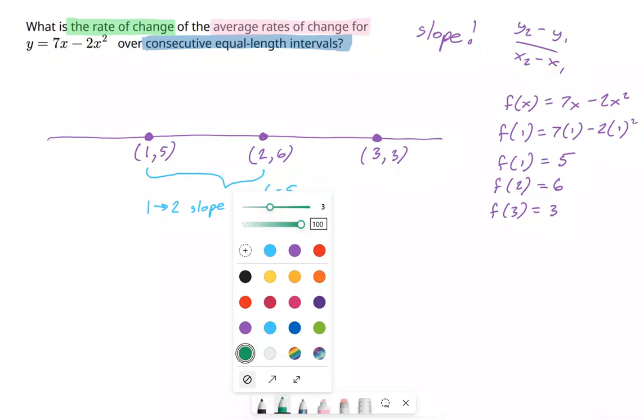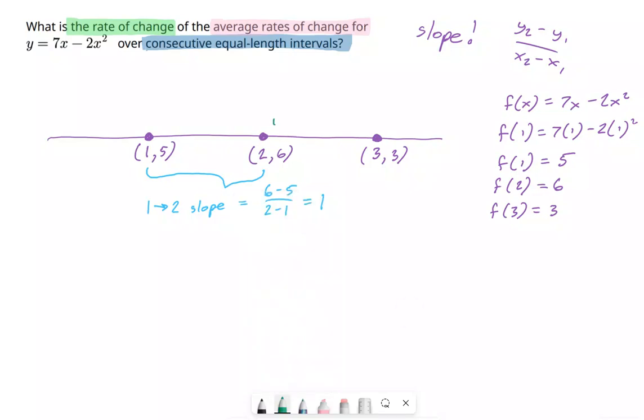Now, let me change over to green ink. We're going to do the next section right here. This is going to be section 2 to 3, and that slope is going to be equal to the y values subtracted. So that's 3 minus 6 divided by the x values subtracted, which is 3 minus 2. And so in that case, I get, well, let's see, that's negative 3. So those are my two average rates of change.